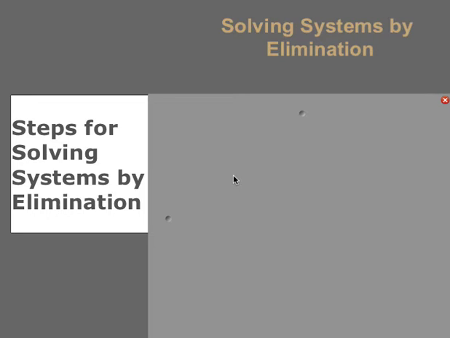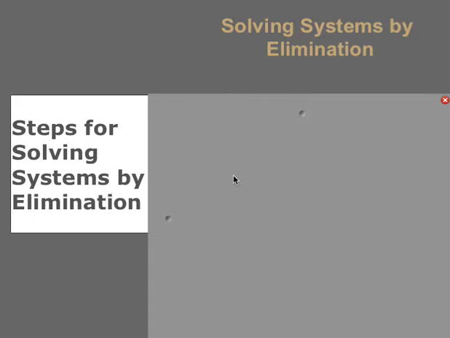Gentlemen, so today we're going to move on to another way of solving systems. So this way is called by elimination. There's two ways to solve systems algebraically. One's by elimination and one's by substitution. So this one's going to be by elimination. So let's take a look at the steps.